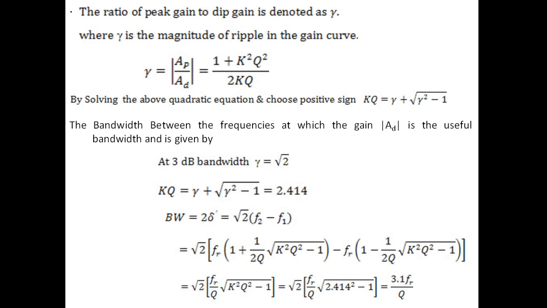This is the bandwidth formula for a double tuned amplifier. Remember, this is a very important formula. What about the bandwidth in case of a double tuned amplifier? We have to quote it as bandwidth equal to 3.1 into the resonant frequency, or we call it the center frequency, divided by the quality factor.